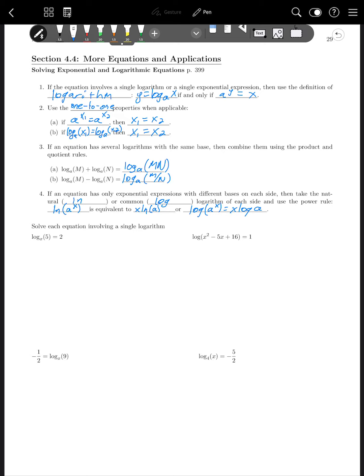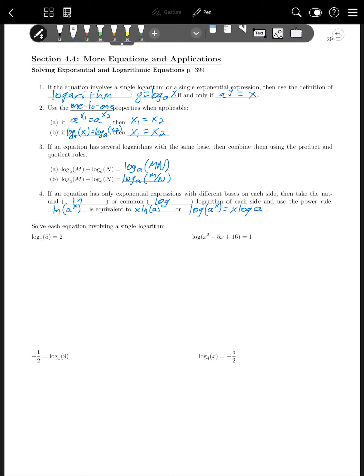So what we're going to do is just go through some examples and practice using these different properties and rules to help us solve exponential equations. So like in this case, all of these are ones where we have a single logarithm and we can use the definition of logarithm to solve these.